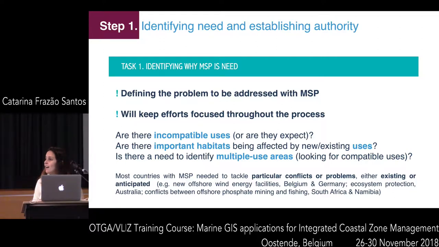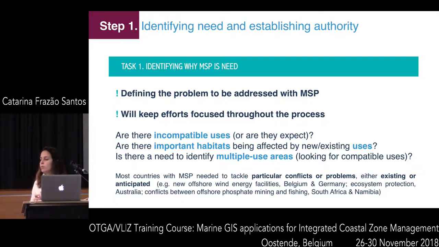And one of the things that the guide starts by saying is that if you don't have any problem, neither current, neither anticipated, you might not need MSP. That is usually not the case. But most countries that have MSP in place started by tackling a specific problem or a specific conflict, existing or anticipated. For example, new offshore wind energy facilities for Belgium and Germany, ecosystem protection in Australia.